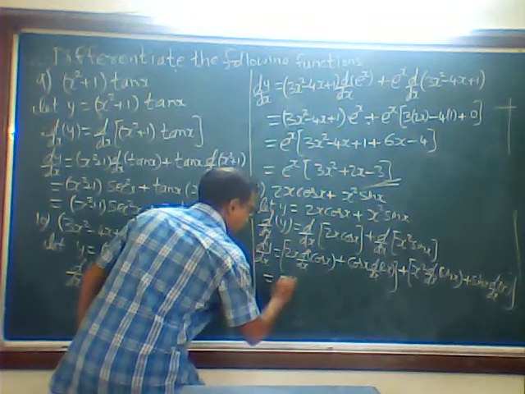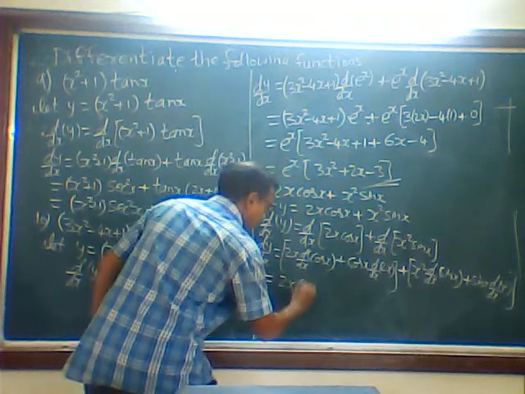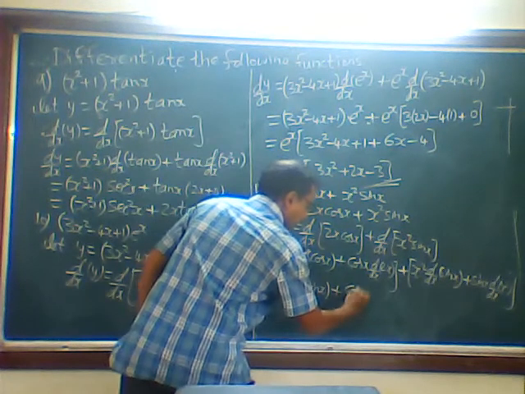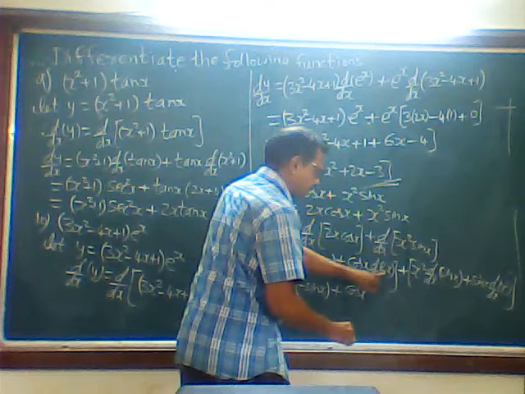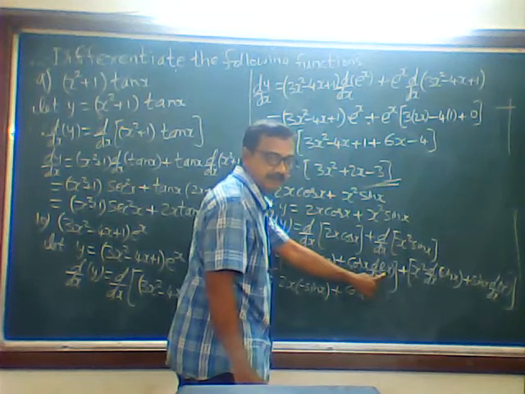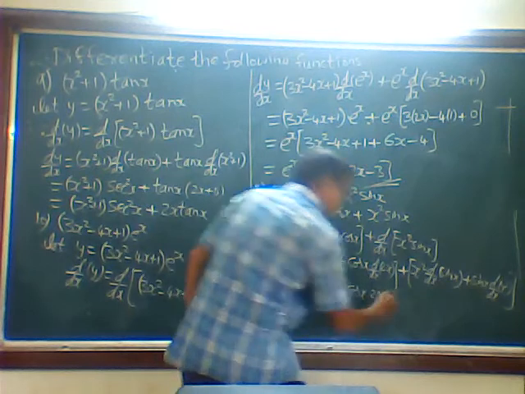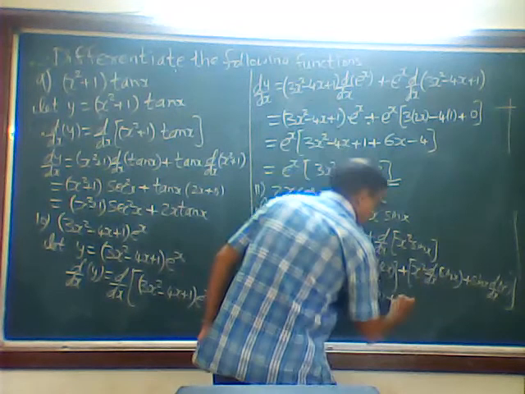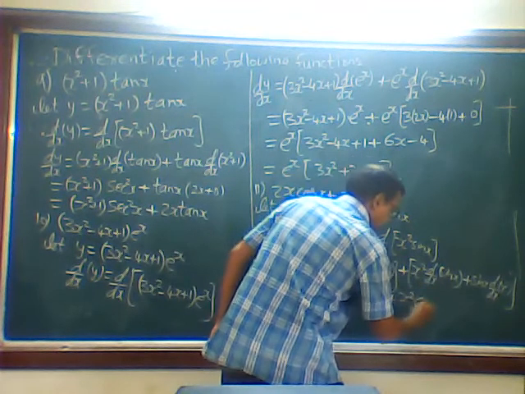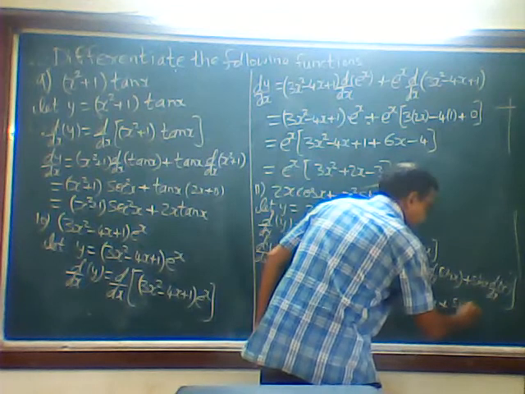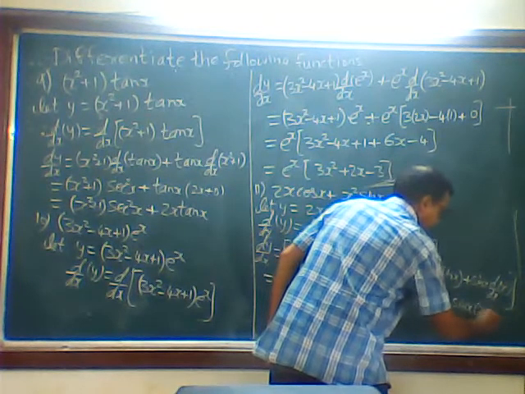Next, 2x as it is, d by dx of cos x is minus sin x, plus cos x as it is, d by dx of 2x. 2 is a constant, d by dx of x is 1, it will become 2 into 1. Plus next, x square as it is, sin x will become cos x, plus sin x as it is, d by dx of x square will become 2x.